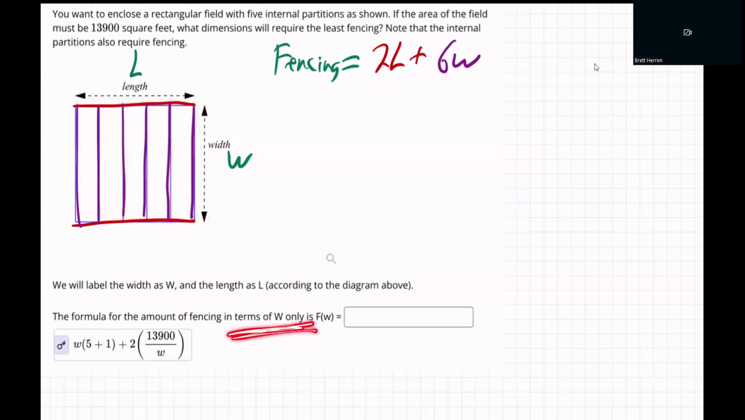But they want it in terms of W only, no L. We don't want L in there. Well, how are we going to do that? Well, that's going to come from another formula. That's going to come from the area.